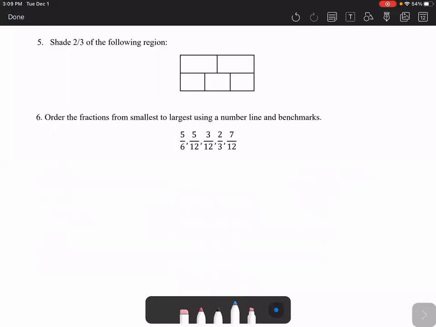So if we want to shade 2/3 of the following region, so given this region, there's different ways to do it. So this is a half, right? So if we're just looking at the rectangles of this shape, this is a half, and that's a half, right? So where you're dividing it into halves here, right? We have one rectangle on top and one rectangle on bottom.